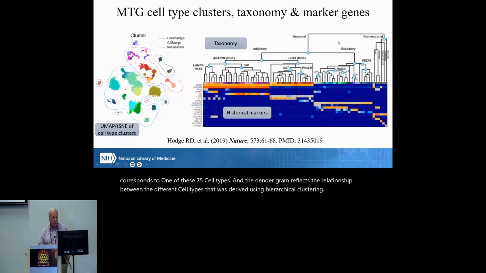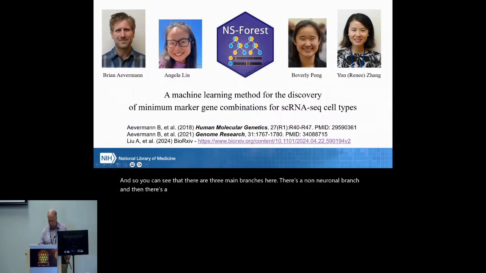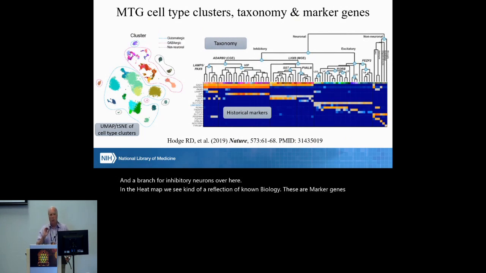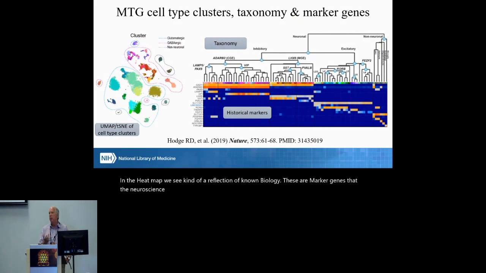And so you can see that there are three main branches here. There's a non-neuronal branch, and then there's a branch for excitatory neurons here, and a branch for inhibitory neurons over here. In the heat map, we see a reflection of known biology. These are marker genes that the neuroscience community has previously defined as being good markers for certain types of neurons and non-neuronal cells in the brain.